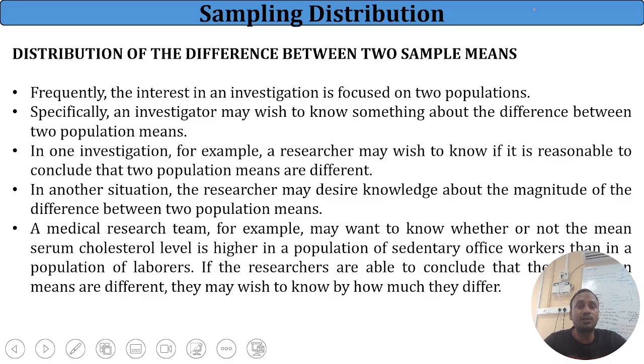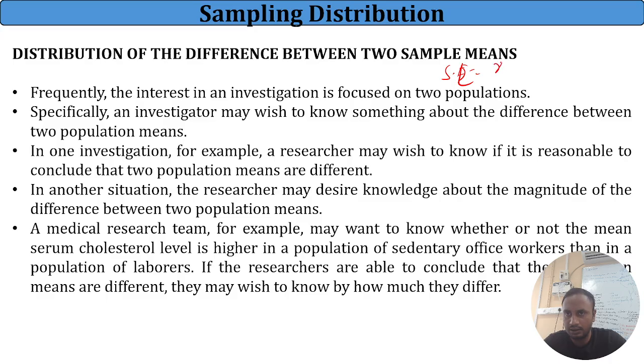So now we'll come to the distribution of the difference between the two sample means. Now we were seeing only one. We were looking at the standard error. What was the formula? X minus mu, sigma upon root n. So now we have x1, x2, mu1 and mu2.